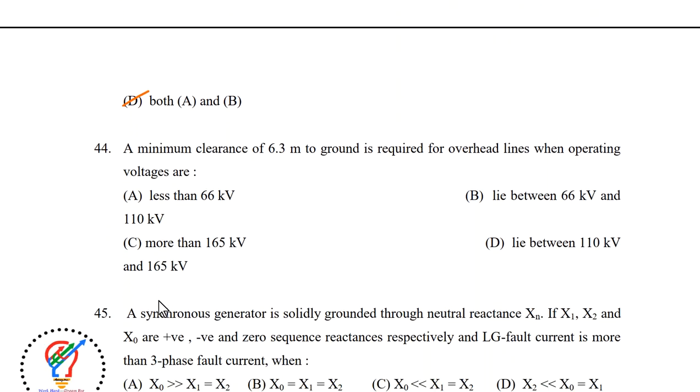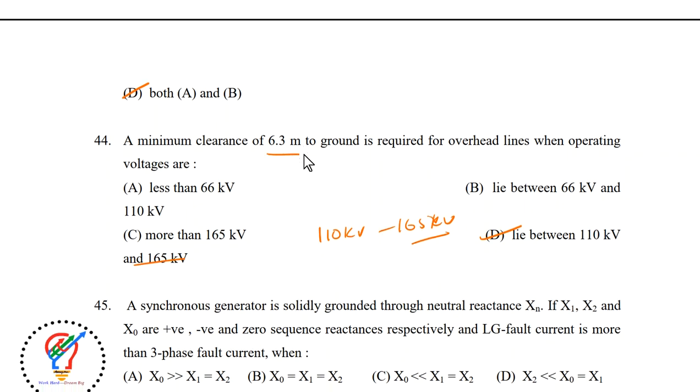Next one, the minimum clearance of 6.3 meters to ground is required for overhead lines when the operating voltages lie between 110 to 165 kV. So 110 kV to 165 kV lines require 6.3 meters of ground clearance.